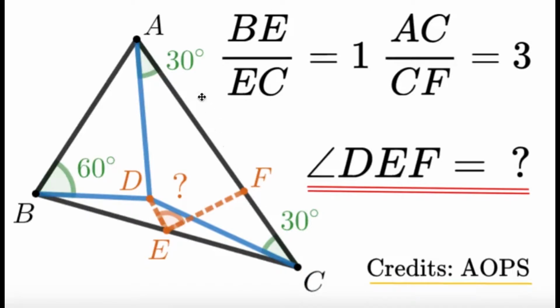Given triangle ABC with the figure on the left, we have the following ratios. BE is to EC is 1, AC is to CF is 3. Find the measure of angle DEF. Credits to the Art of Problem Solving community for this item.